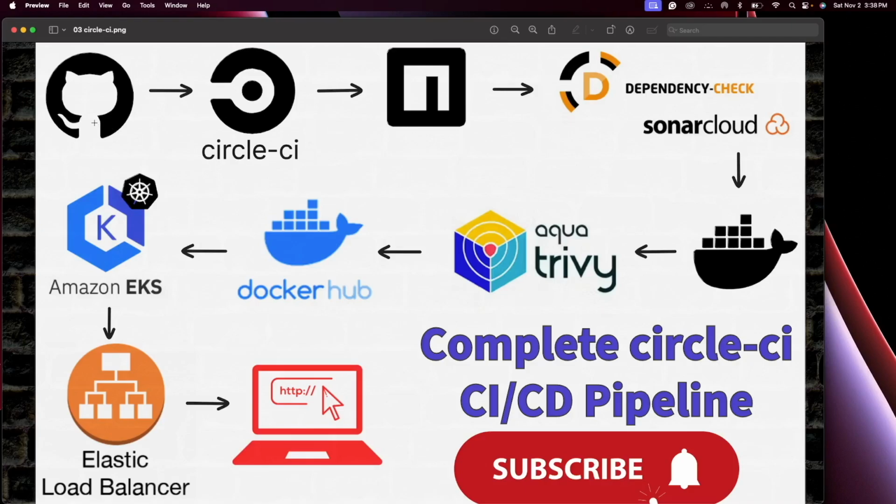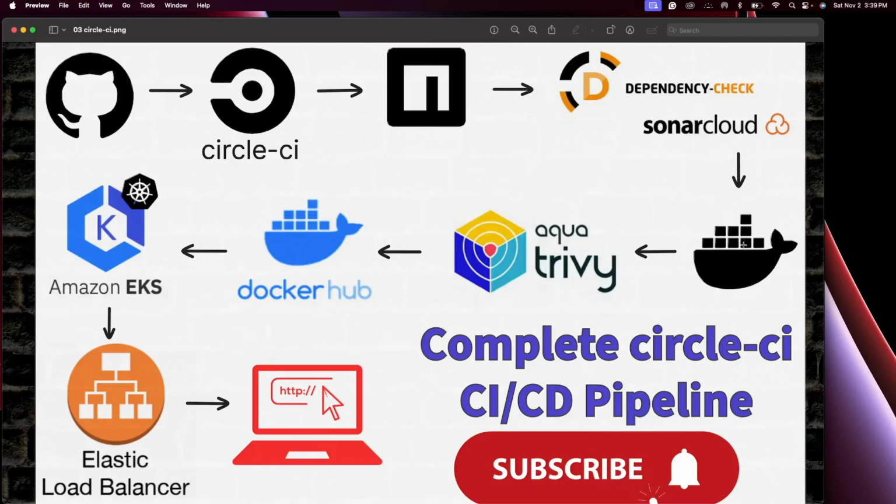Now in today's project, we are going to look at how to build a CI/CD pipeline on CircleCI. So we will have our code in GitHub repository, and then we are going to use CircleCI to create our CI/CD pipeline. So we will use NPM to build our application, which is a Node.js application. And then we will use SonarCloud to check and to scan vulnerabilities in our code.